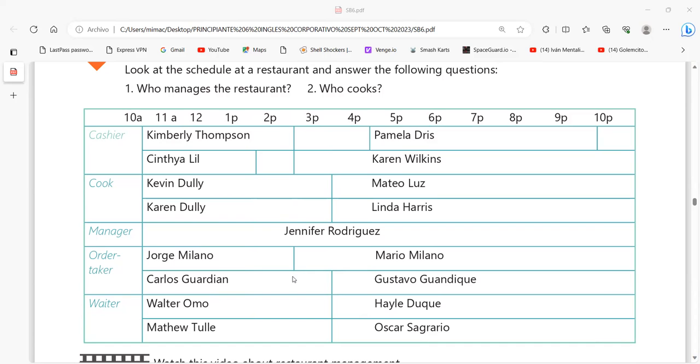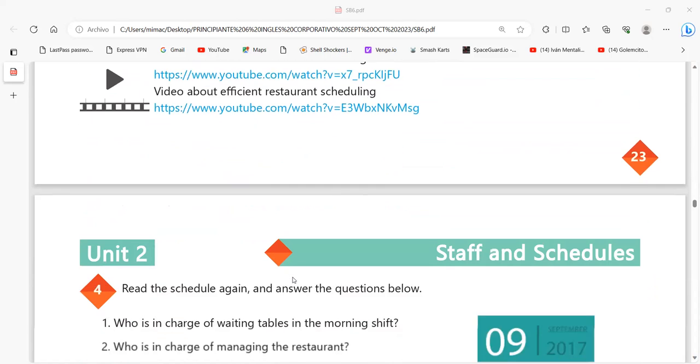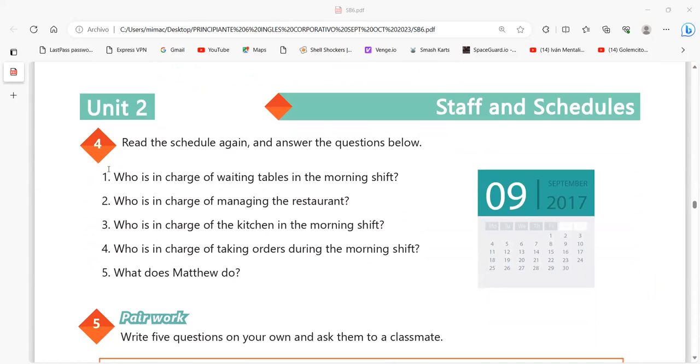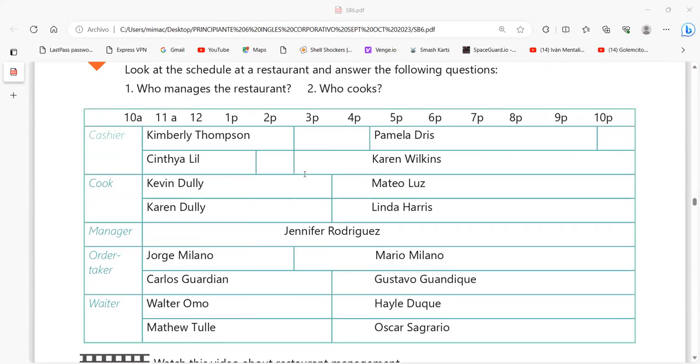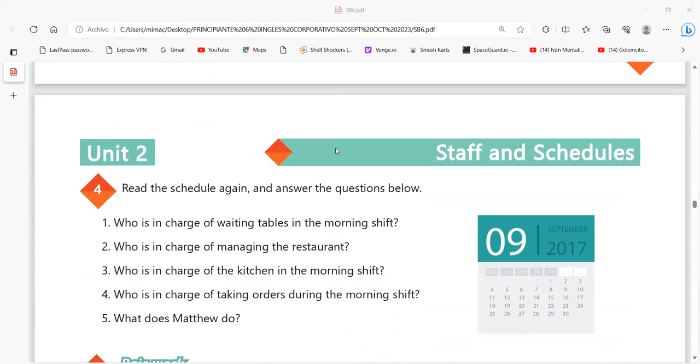Now that we know about this, let's move to page 24, class. Let's go over exercise number 4. You read the schedule again, and you are going to answer these questions. Who is in charge of waiting tables in the morning shift? Who is in charge of managing the restaurant? Who is in charge of the kitchen in the morning shift? Who is in charge of taking orders during the morning shift? And what does Matthew do? You are going to answer these 4 questions.